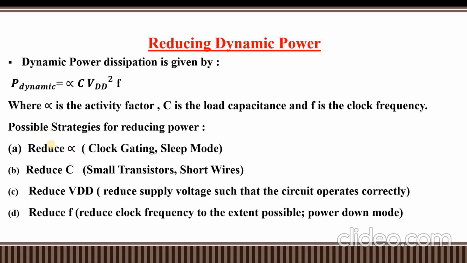So all these are different possible strategies and techniques, like clock gating and sleep mode transistors. And for reducing C, we have to use small transistors and short wires. And to reduce VDD, we have to reduce the supply voltage. But if we reduce the supply voltage, delay also increases. Again, it's a trade-off. We have to remember that. So again, it is an issue. To reduce the frequency, we can reduce the clock frequency to the extent possible. So all these are some of the techniques to reduce the dynamic power.